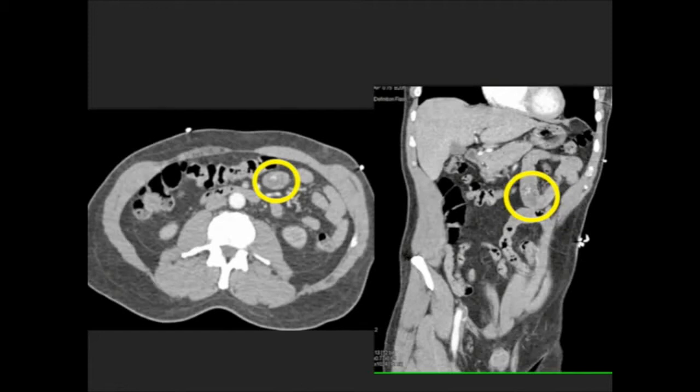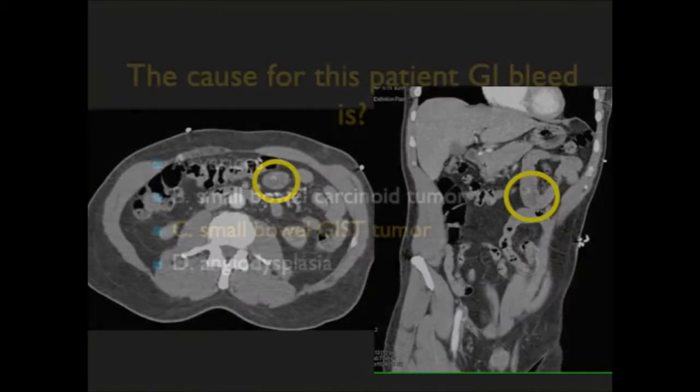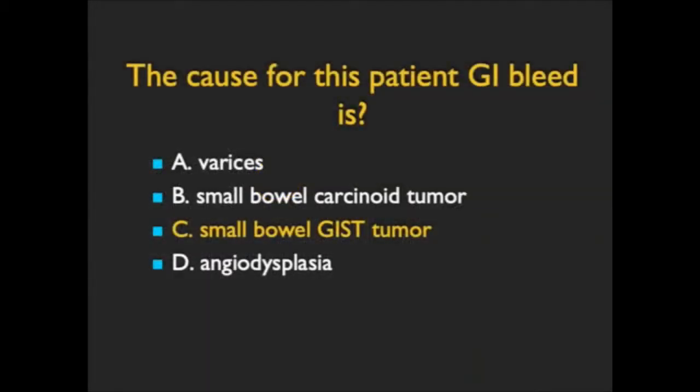so I would have to go with a small bowel tumor. I probably would have picked something like an adenocarcinoma or metastasis, but since it's your only choice, a GIST tumor with dystrophic calcification, and you can see the mass effect.